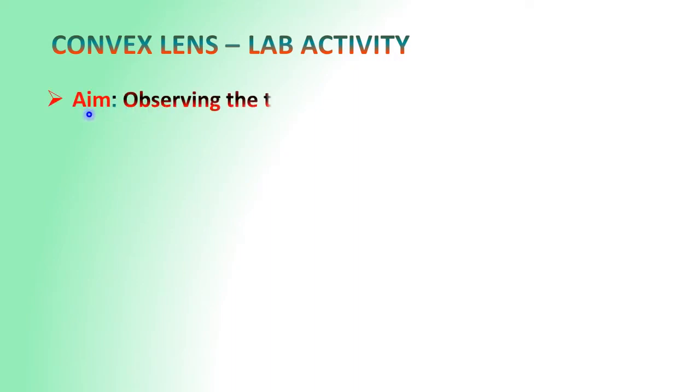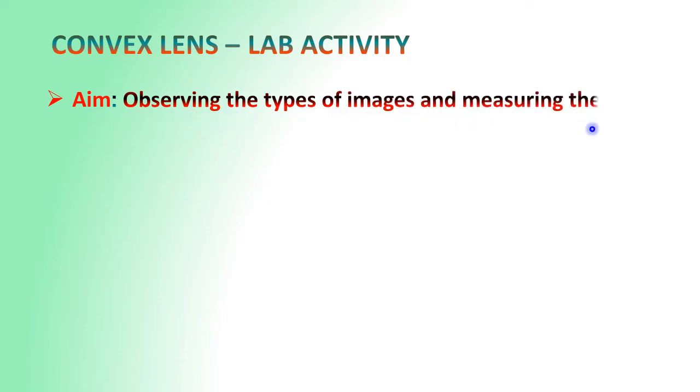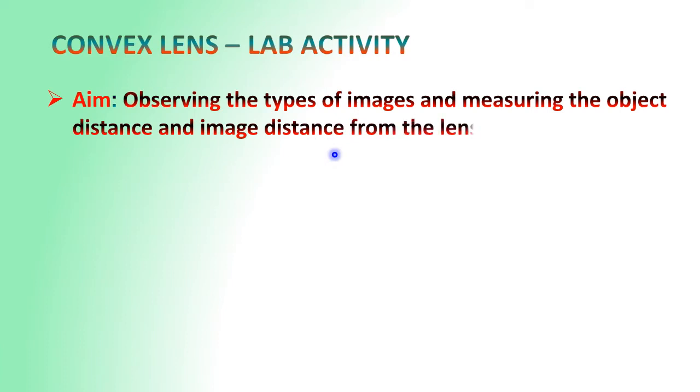Now, convex lens lab activity. The aim of this lab activity is observing the types of images and measuring the object distance and image distance from the lens. Finally, we calculate the focal length of the given lens. This is the aim of the lab activity that we are going to do: observing the types of images and measuring the object distance and image distance from the lens.